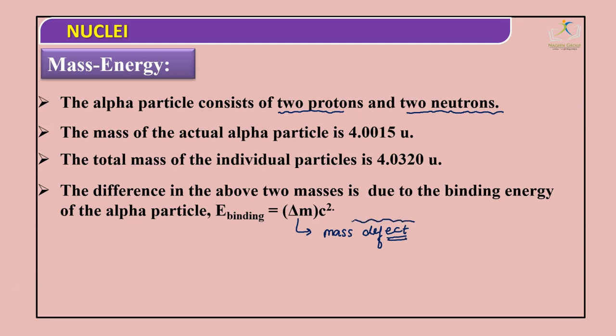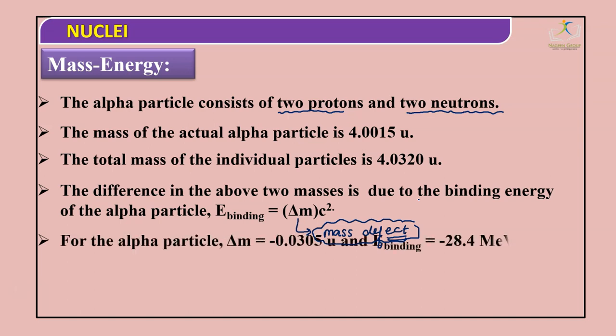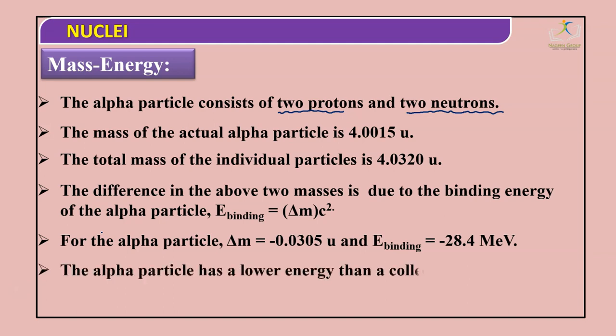That mass defect is represented as delta M. I hope you understand, students. Now for the alpha particle, delta M is equal to minus 0.0305 units, and the binding energy will be minus 28.4 mega electron volt. The alpha particle has a lower energy than a collection of separated protons and neutrons.